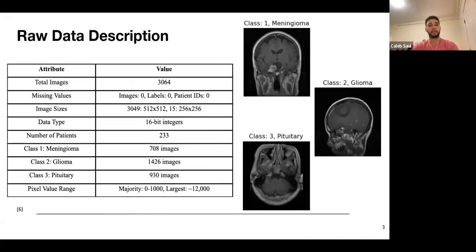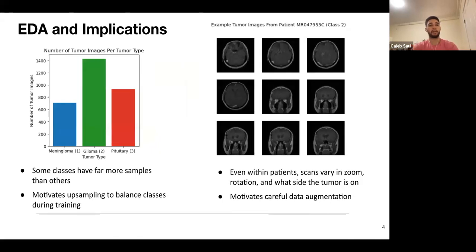A little bit about our raw data. We had over 3,000 images, but luckily there were no missing values in here. There were 233 patients that contributed images, meaning that each patient contributed a number of images to the data set. Here are 3 example images that show what a class 1, class 2, and class 3 tumor image might look like. On to our EDA.